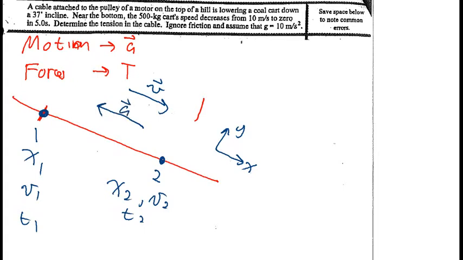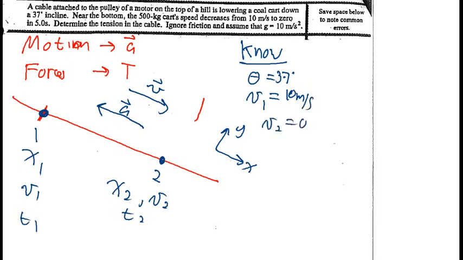All right, so let's go ahead and make our list of what we know and what we want to find for the motion part of the problem. So the angle is 37 degrees. The speed decreases from an initial speed of 10 meters per second to a final speed of 0. And we're told that the time interval for this change is 5 seconds. We can use the approximate value of 10 meters per second squared for the acceleration due to gravity.